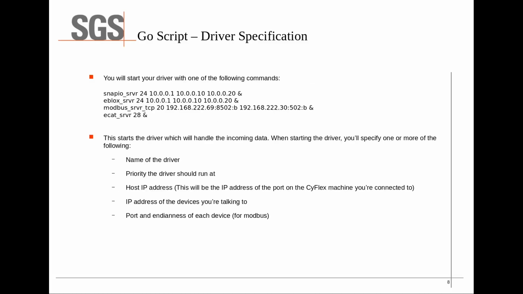Driver specification. You're going to have to specify what drivers you want to start based on what I/O you have. These are some examples of the drivers you're going to start, and an example of how they would be started. Basically you're going to give it the name of the driver, the priority the driver should run at, your host IP address, the IP address of the devices you're talking to, and then for Modbus, the port and the endianness of each device. You can see that with these semicolons and port 502 and big endian. Now ECAT server is MAC address based, so you don't have to specify the IP address, of course.